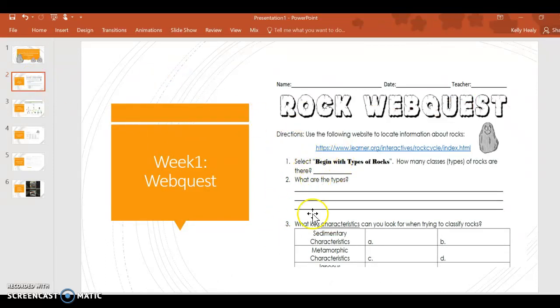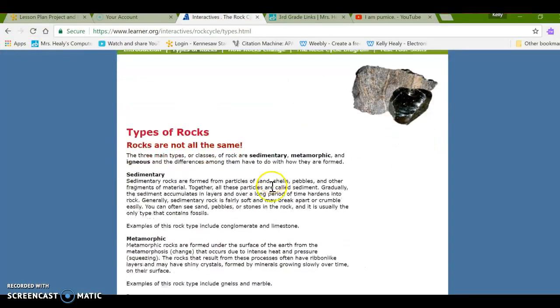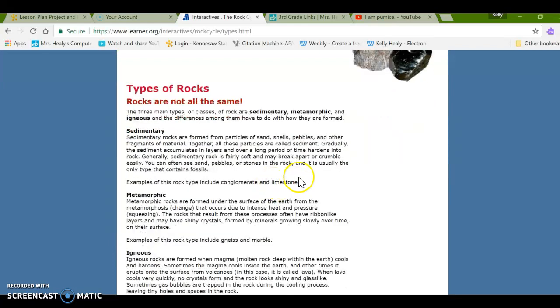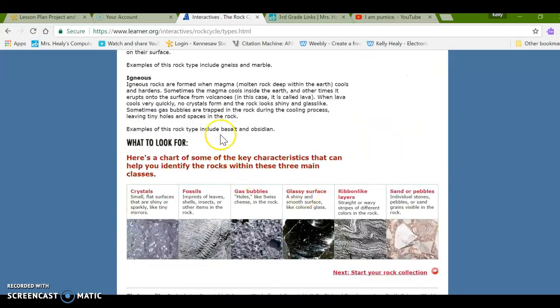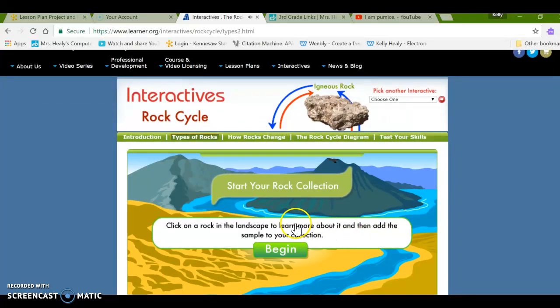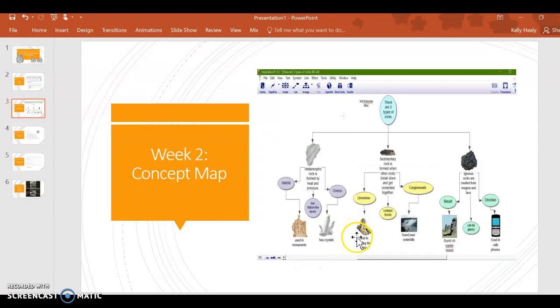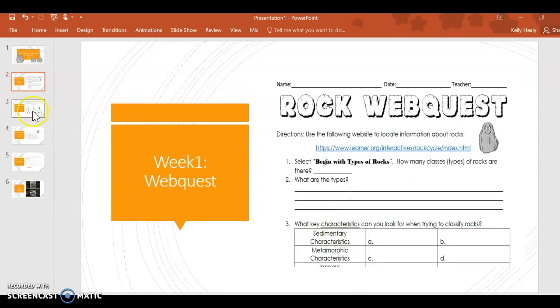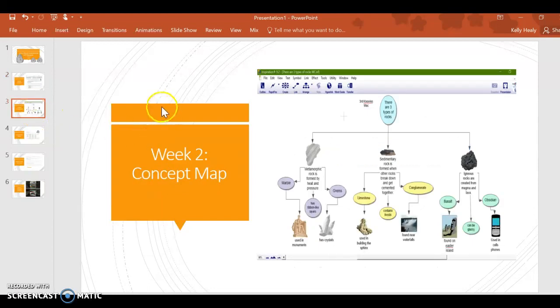Students used the URL for Interactive's rock cycle so that they could learn about the 3 types or classes of rock: sedimentary, metamorphic, and igneous. Students read over the information, looked for how the rock was formed, different characteristics of the rock, and also examples of the rock in their own online interactive rock collection. Students answered questions throughout the web quest for the next week.